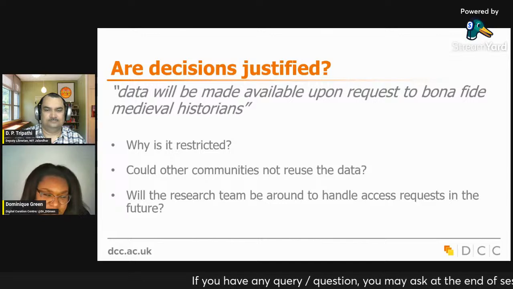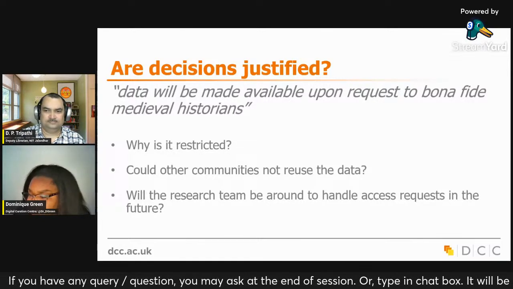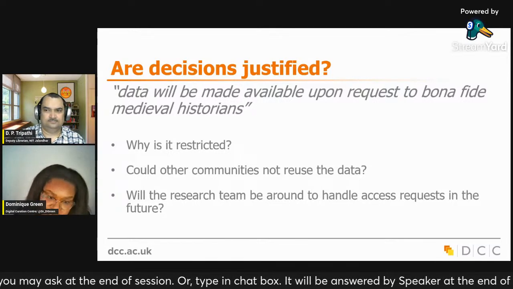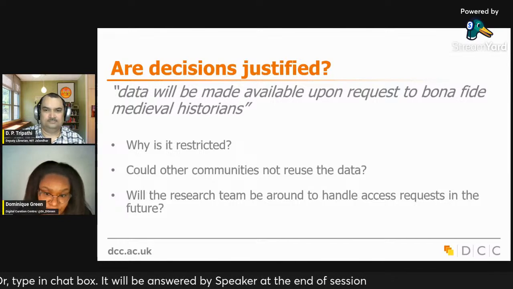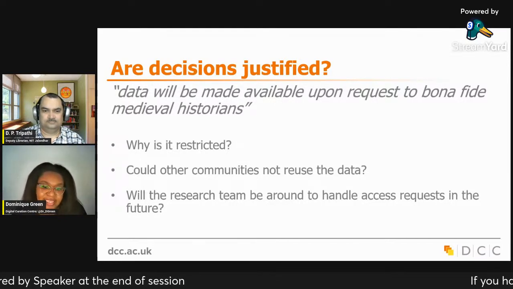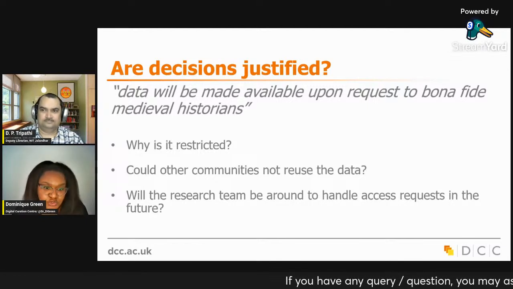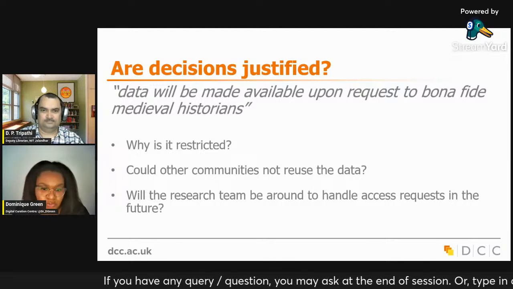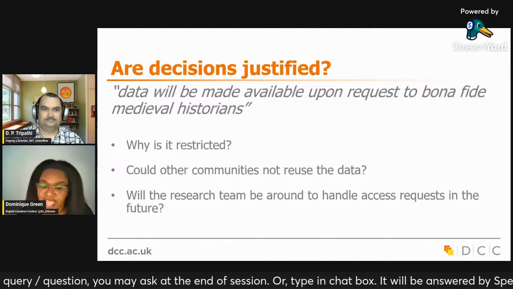The sentence on screen now says that the data will be made available upon request to bona fide medieval historians. Now, that is a really abstract example, but what we want to ask here is, why is this data restricted? Why is it only being made available upon request? There's no justification that's been provided for that.